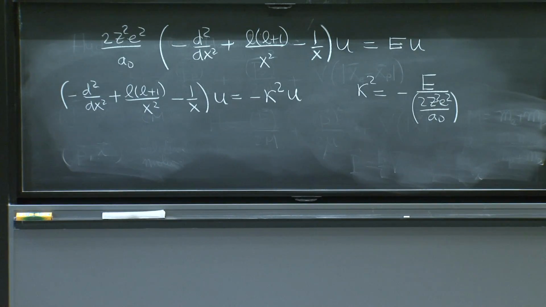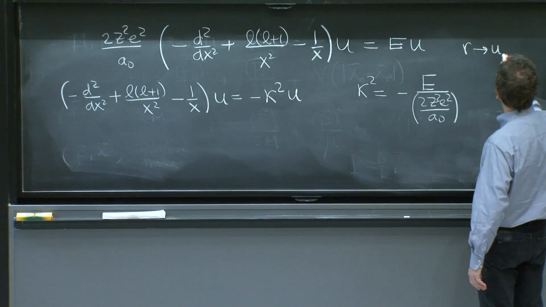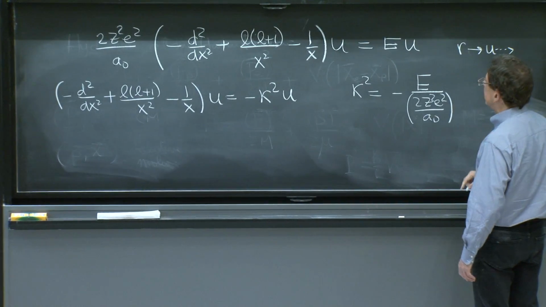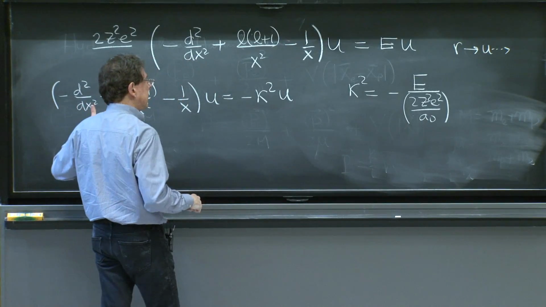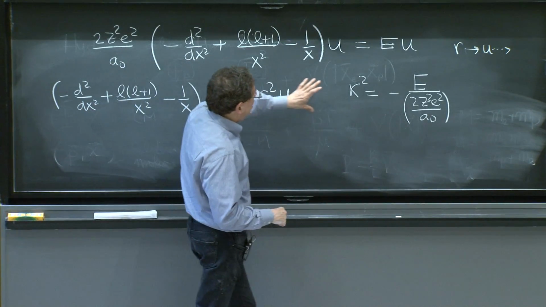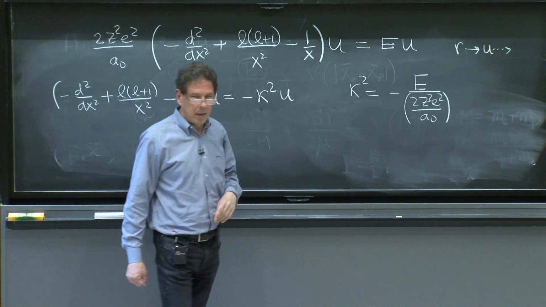The trick on all these things is to not lose track of our variables. It's a little challenging, so let me just re-emphasize what's going on here. We've passed from R variables to U variables. We will still do more things. And we have A naught in there, Z in there, and then the energy is really encapsulated by kappa squared here.